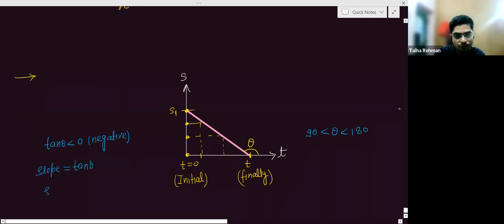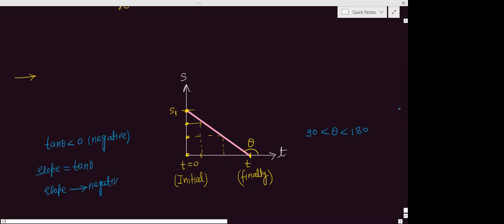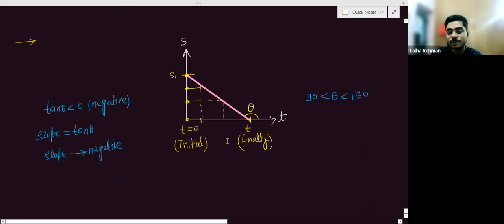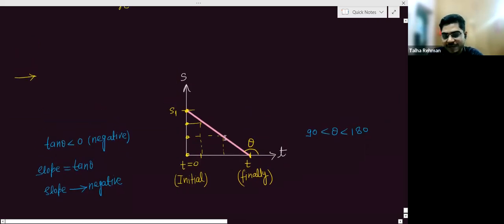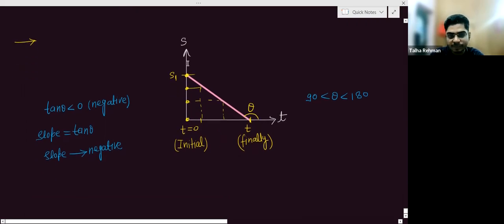So you can say slope will be negative. Is it or not? So the slope of this graph is negative. Now, what I have told you: when you calculate the slope of this graph by a different method, the slope is also given by displacement divided by time.